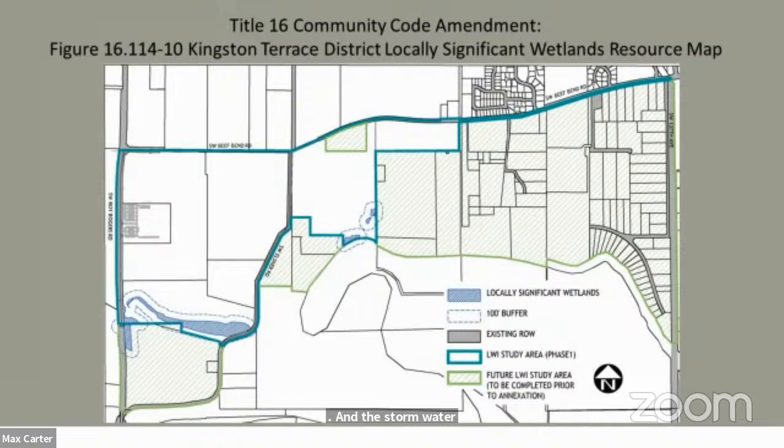Yeah, so what Clean Water Services is doing, they're looking at a regional stormwater approach, and they're coming up with a study on what they want to develop for stormwater management.